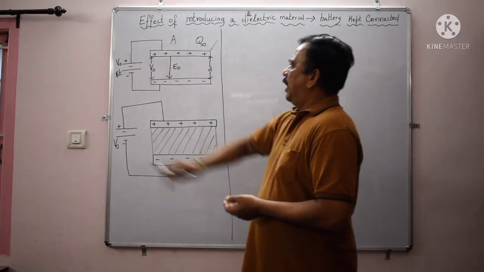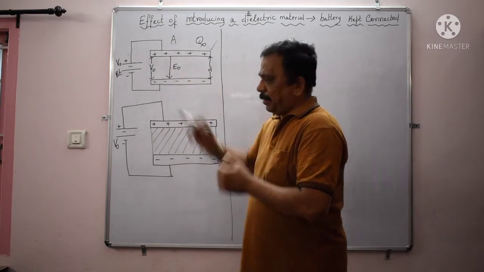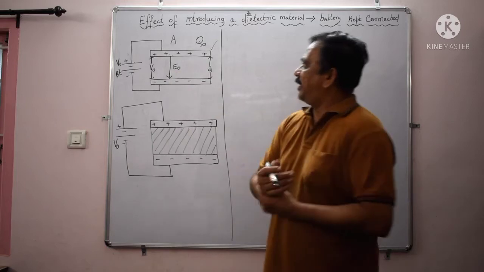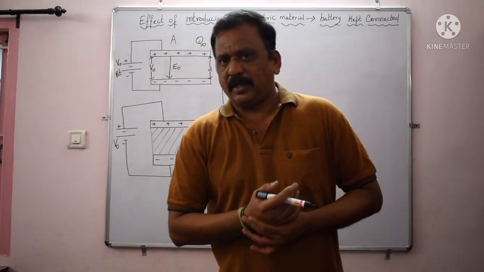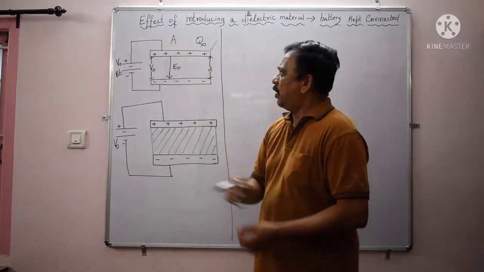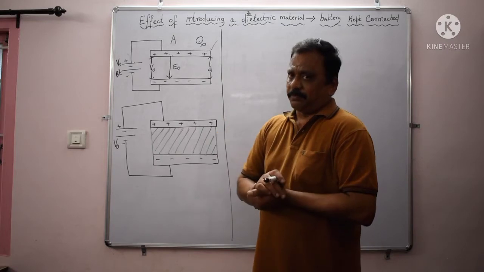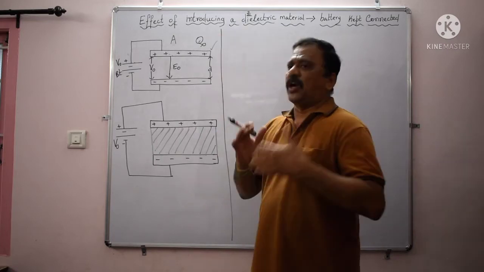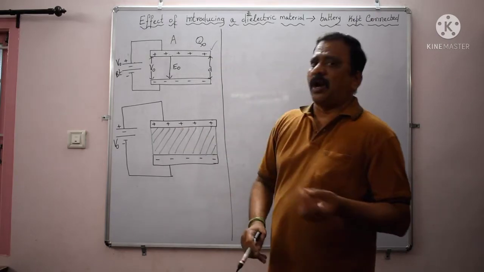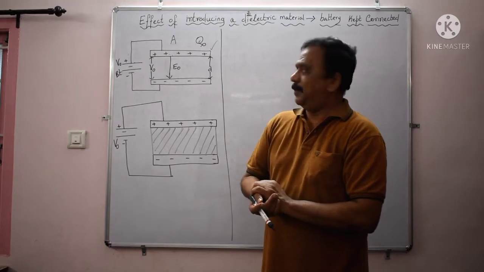Okay, right. I will repeat: V0 is the potential difference between the two plates of the capacitor. Before introducing the dielectric, E0 is the electric field between the two plates of the capacitor. Again, before introducing the dielectric, A is the area of both the plates of the capacitor and d is the distance between the two plates. Let Q0 be the charge stored by the capacitor before introducing the dielectric material.